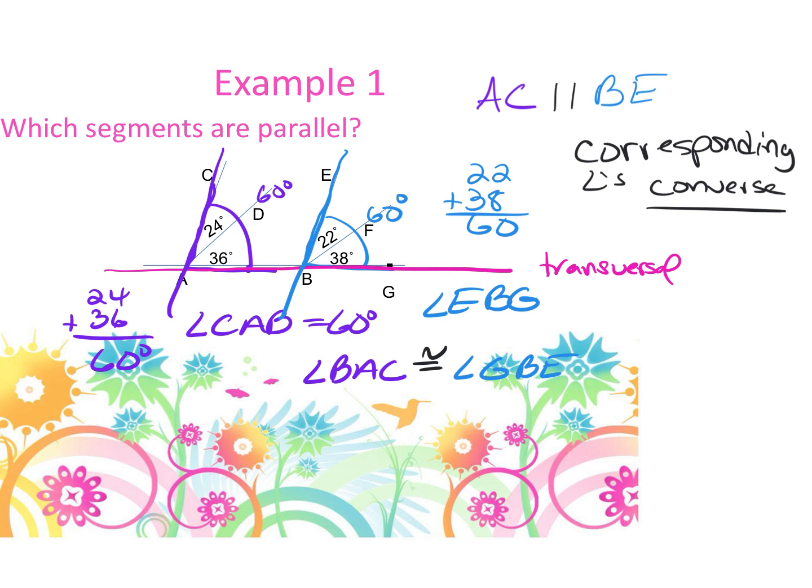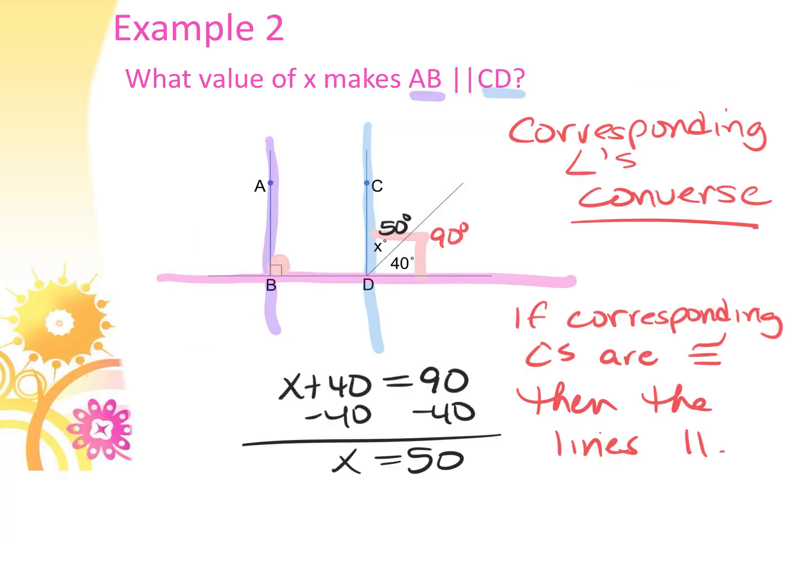But yes, we could also include the line on top to indicate that these are segments here, because that's what they had asked. If they asked for lines, you would put the picture of the line on top. So here I am using the corresponding angles converse, because if corresponding angles are congruent, then the lines are parallel. So I showed that they had to both equal 90. So my equation was x plus 40 equals 90. I subtracted 40 from both sides and found out my value of x was 50.